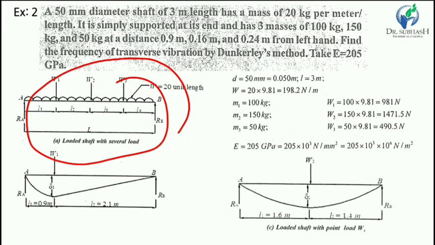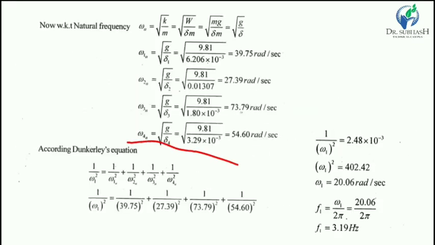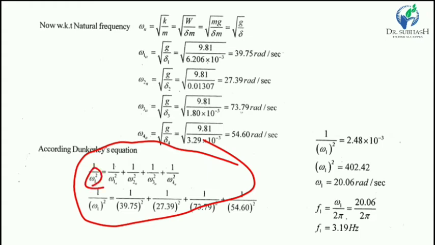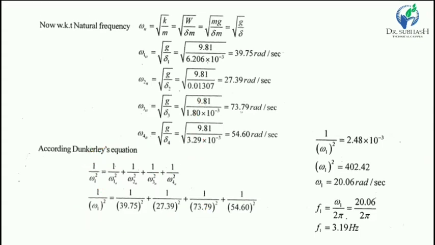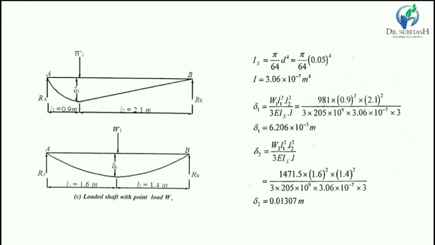So here the Dunkerley method is already mentioned, and we know how to find the frequency with its help. First we have to find the angular speed of the shaft, omega, with the help of the Dunkerley equation. So we have to find omega 1, omega 2, omega 3 and omega 4 for the static deflection of the shaft. First of all we have to find delta 1, delta 2, delta 3 and delta 4.